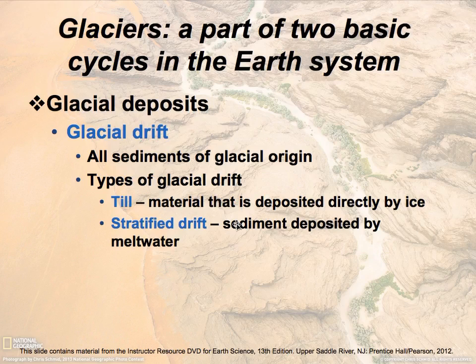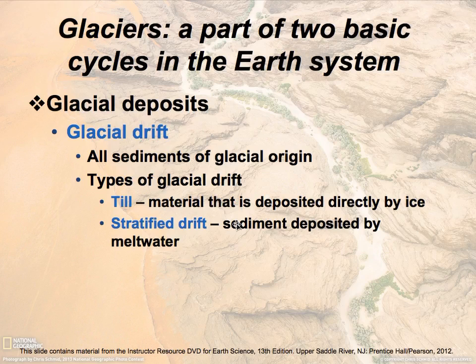Till is material that's deposited directly by ice. As solid material is carried along the bottom of a glacier, and eventually that glacier gets to the zone of wastage, where it's no longer actively accumulating and starts to dissipate, that material is no longer able to be carried and it's dropped. So material deposited directly by ice is called till.